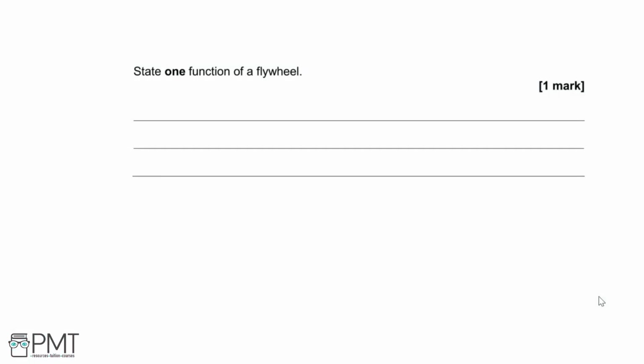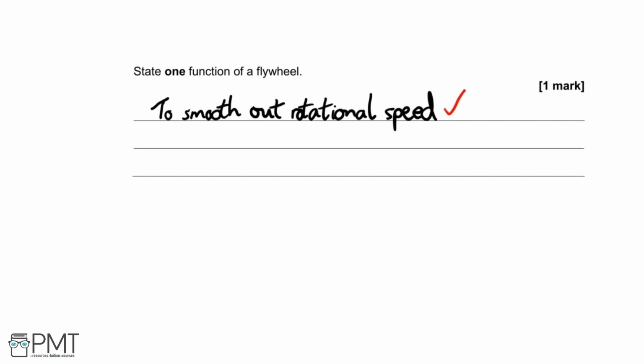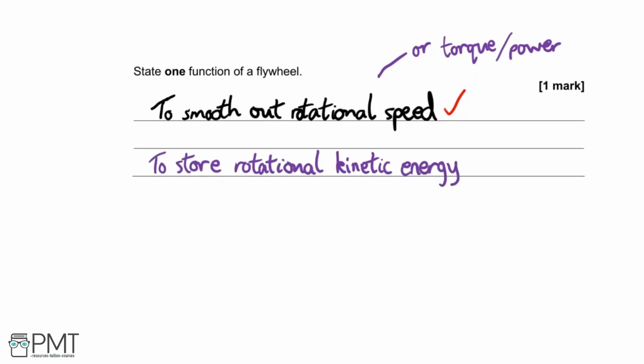State one function of a flywheel. So there are a number of functions that we can apply with a flywheel. We just need to write one of those down. So what we're going to write down is to smooth out rotational speed. And that's going to be our mark. Instead of rotational speed, we could say torque or power. But the other function of the flywheel is to store rotational kinetic energy. So either of those points will get you a mark.